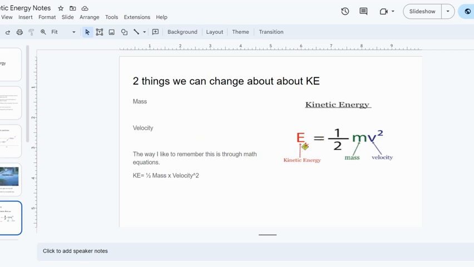So energy, this is a description of our equation. Energy is equal to 1/2 the mass times the velocity squared. This problem, we're not going to calculate too much with it, but if you remember, as the mass goes up, the energy would have to go up. If the velocity goes up, the energy goes up a lot. That's what this squared means.